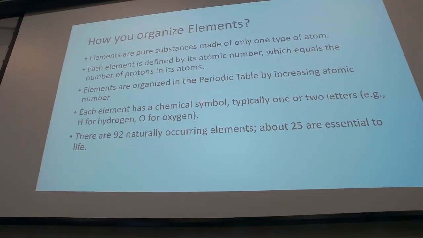So the chemical symbol can be 1 or 2 letters. The first letter is capital, the second one is not. And there are 92 naturally occurring elements, and 25 are essential for life.